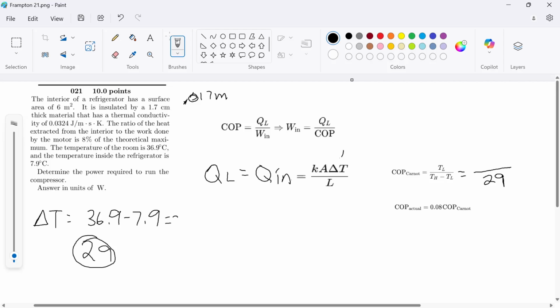All right, so what is the low temperature? 7.9 plus 273.15 to get to Kelvin. So 281.05 Kelvin is the low temperature. That's the temperature inside the refrigerator.